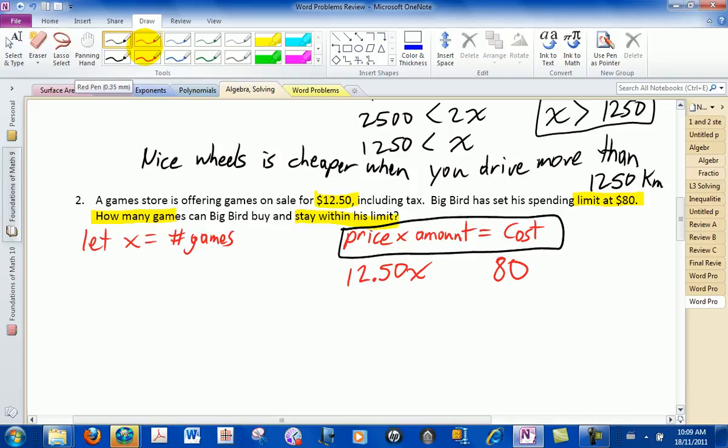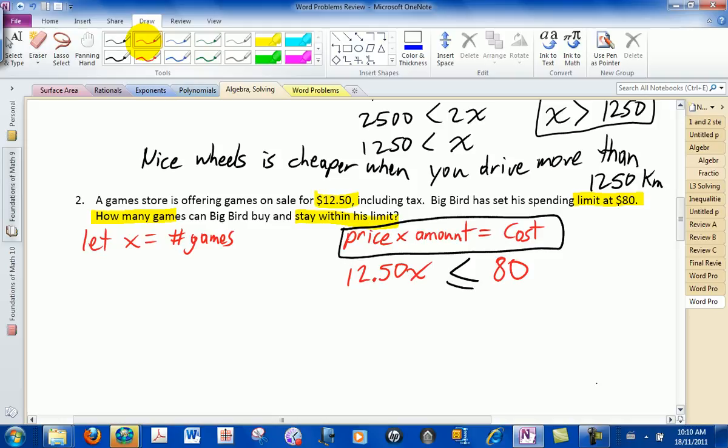Are you sure about that? Yeah, we are. Right? Because he can equal $80. That's okay. He can also be less than $80. That's okay. He just can't be greater than. So we're looking for a less than or equal to. Same is okay, less than's okay, but not bigger. Okay, solve for x, go.